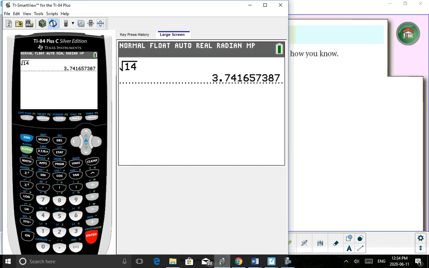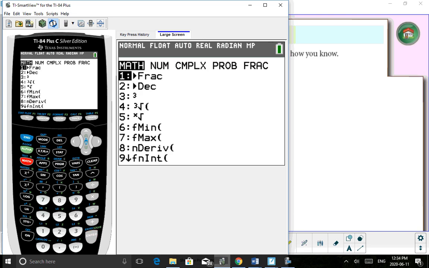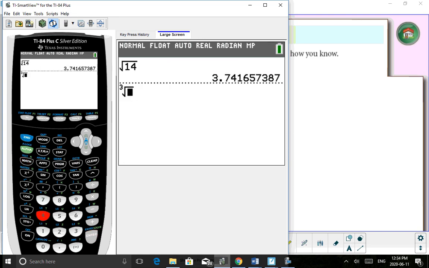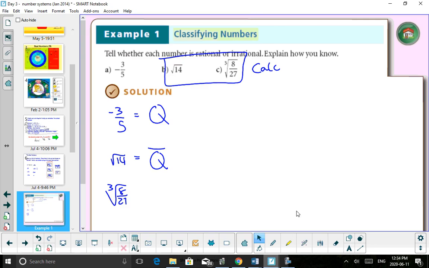Cube root 8/27. Again, hit math, pick number 4, 8 divided by 27, hit enter. So 0.6666667, and again, the 7 is there because it rounded, because the screen ended, but the decimal didn't. However, this is a repeating decimal. Since it repeats, it is rational. They're the nice looking decimals.